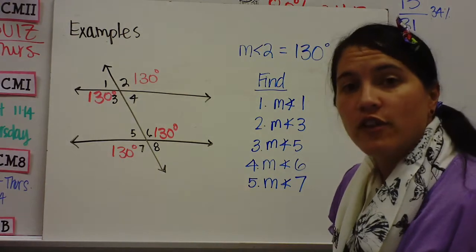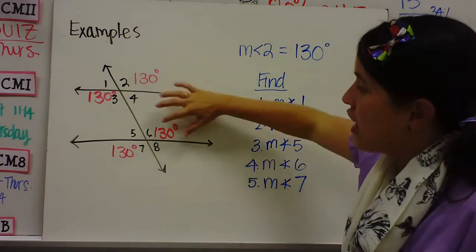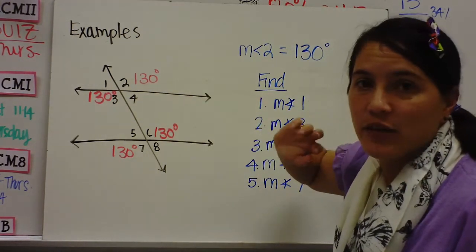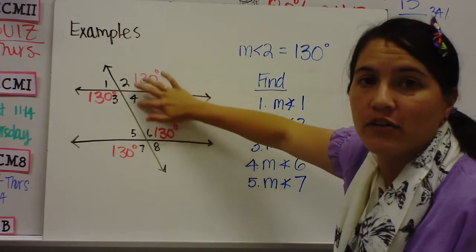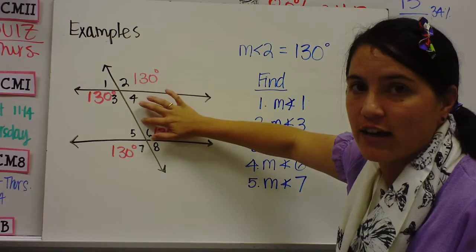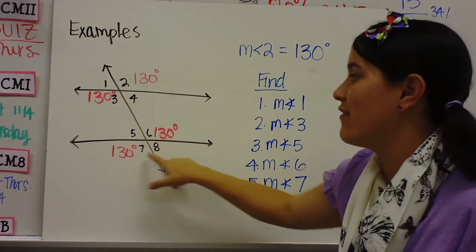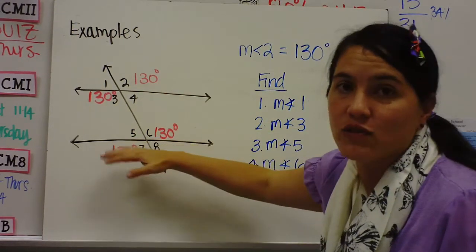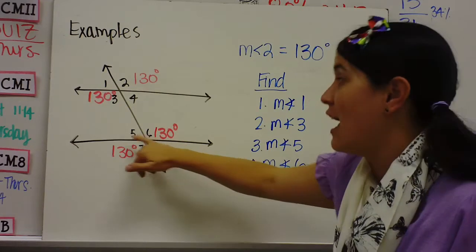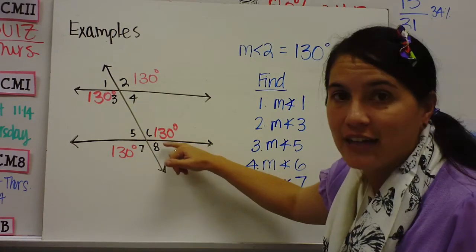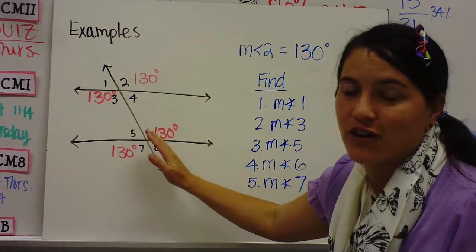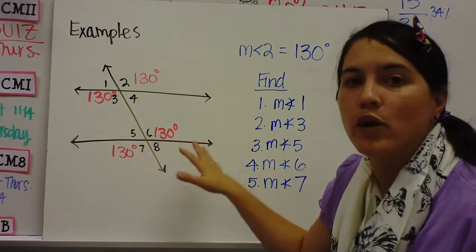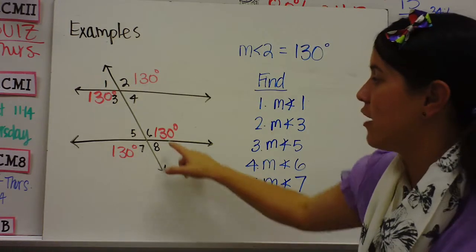Now there's a couple of different things that you can look at from here. If you look at same side interior, we know that angle 6 and angle 4 are supplementary angles. That means they add to be 180. We also know that 7 and 8 form a straight angle, so those add to be 180. Angle 5 and 6 add to be 180, they're a straight angle. 6 and 8 add to be 180 because they're straight angles. So no matter which way you approach it, there are lots of ways you can figure this out.